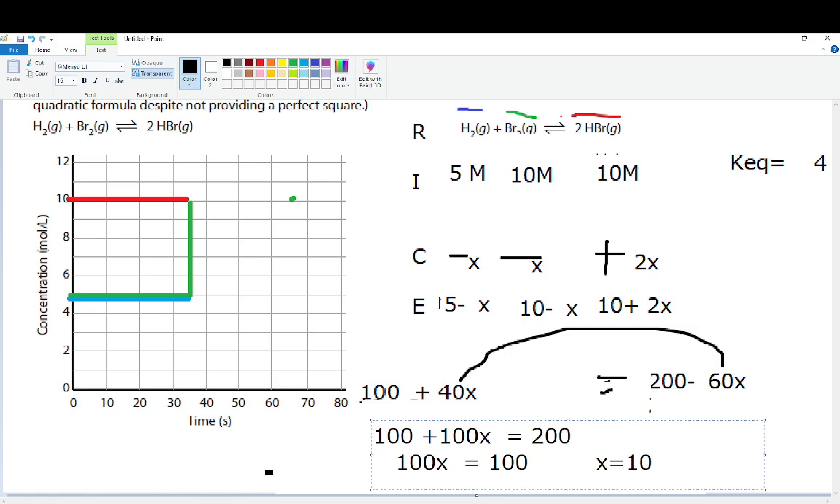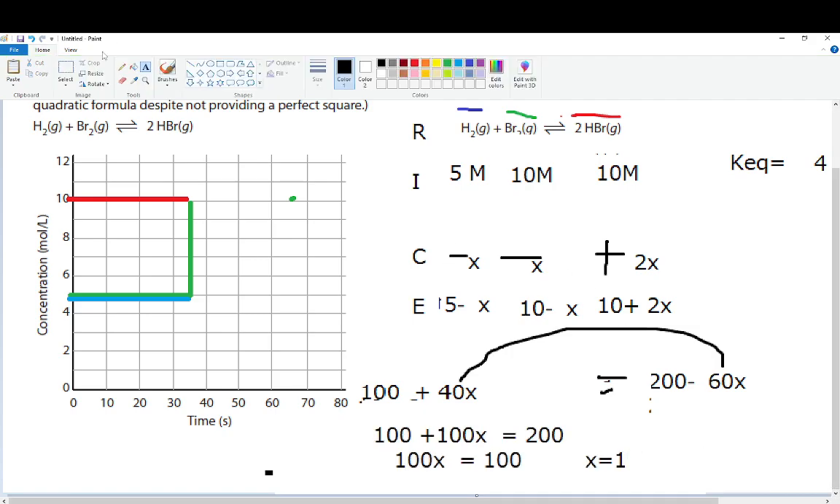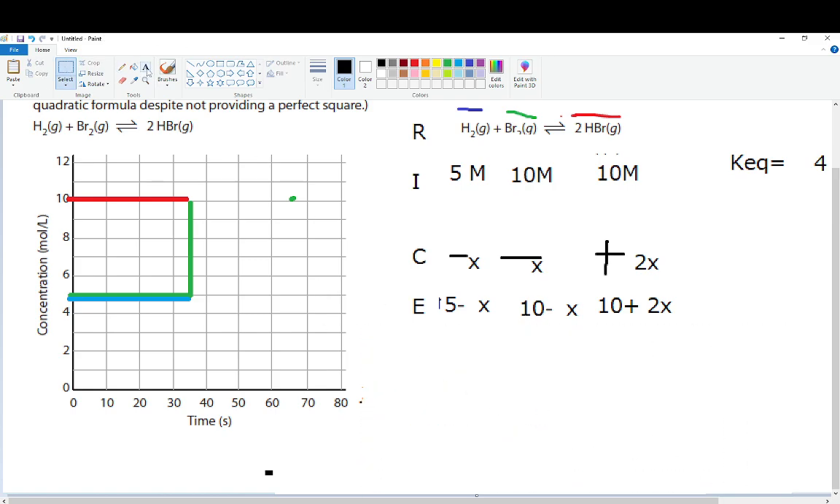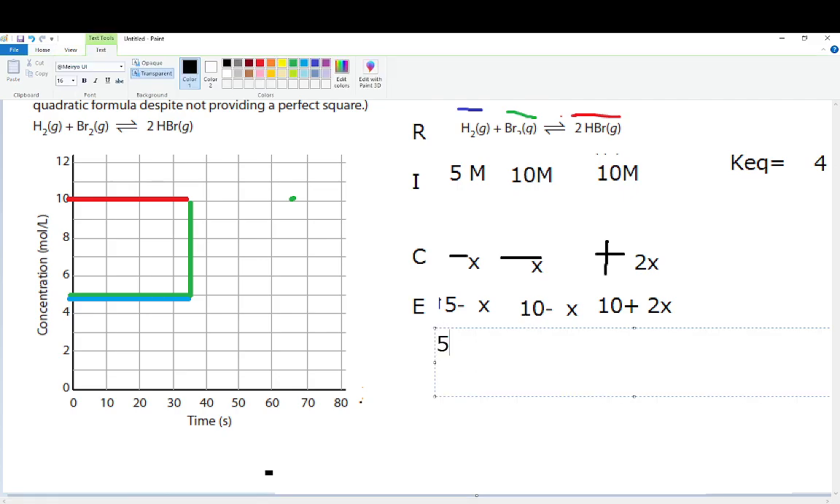It's 1. Now I can go back to the equilibrium line and say, okay, if x is 1, then 5 minus 1 is 4. This one's going to be 4 moles. And 10 minus 1 is going to be 9. This one's going to be 9 moles. And 10 plus 2x, which is 2, it's going to be 12.